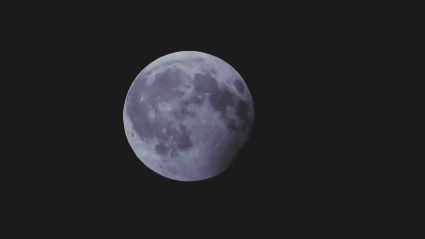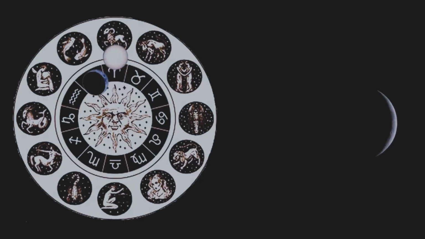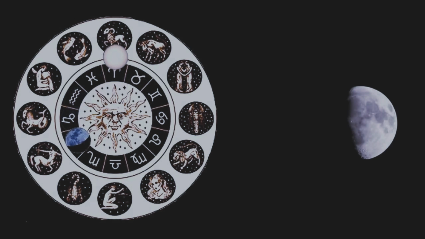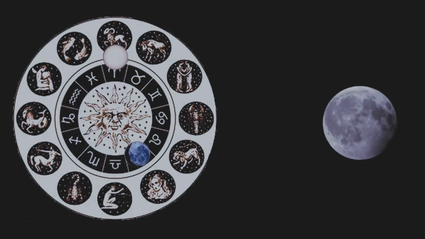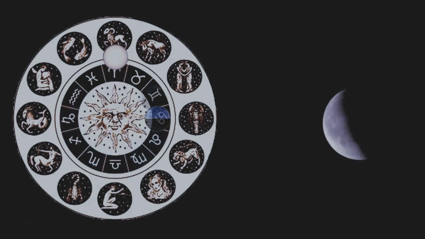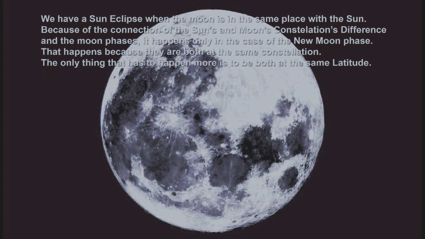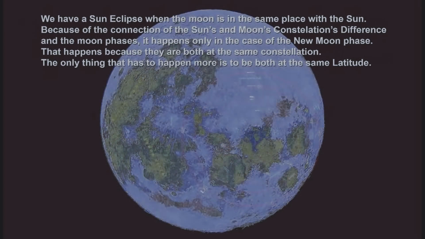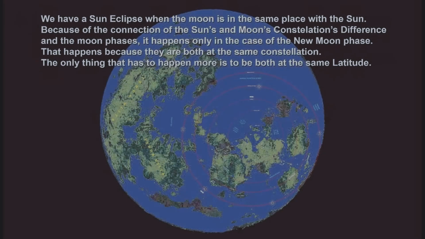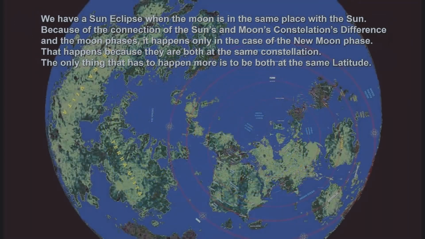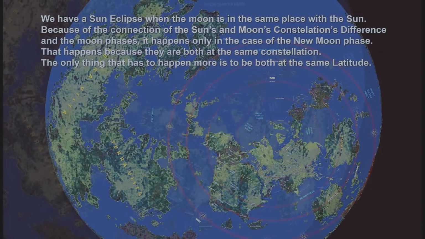Sun eclipse. Sun's eclipse happens only when we have a new moon. The Sun and the Moon are in the same constellation only every new moon. That means that they are in the same direction for the observer. The only thing that has to happen more is for the Sun and the Moon to be at the same circle of latitude during their own individual spiral motion.